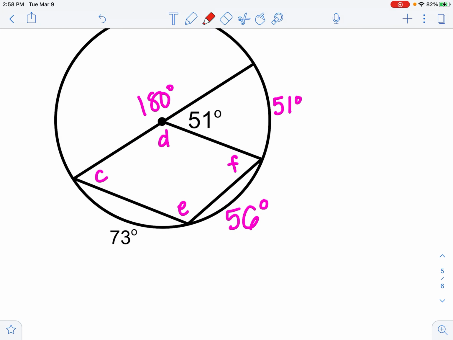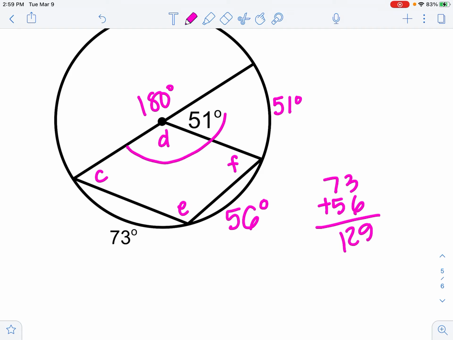I'm going to get angle D next because I think it's one of the easier ones because it's a central angle. So if I follow angle D right here, it's a central angle. That means it has the same measure as its intercepted arc. This is its intercepted arc. So I'm going to have to add 73 and 56. 73 plus 56 is 129. So now I know angle D is 129.